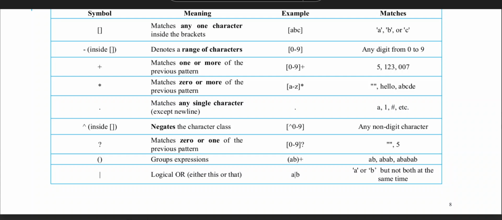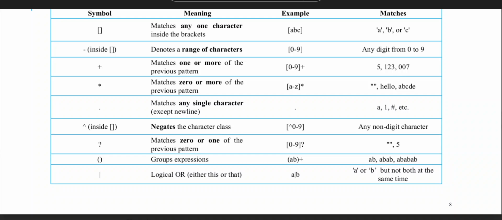Then the star symbol is kind of similar but a little different. The star means the previous pattern can appear 0 or more times. So inside square brackets a-z followed by star can match an empty string, or it can match something like hello, abcde, or any sequence of lowercase letters. So the difference is plus means at least one, but star means it can also be 0.